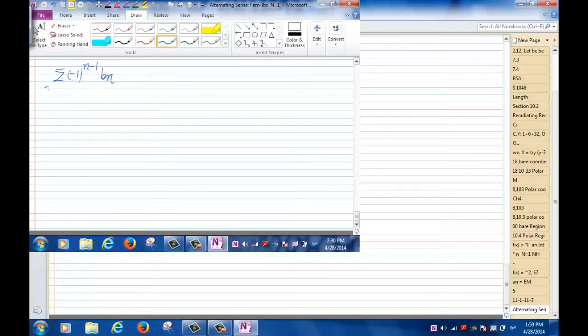We are assuming here that Bn is a positive sequence. So the series looks like the following. It starts with a positive term b1, then subtracts b2, and then adds b3, and then subtracts b4, adds b5, subtracts b6, and so on, right? Notice that each time you are adding and subtracting something smaller. Okay?